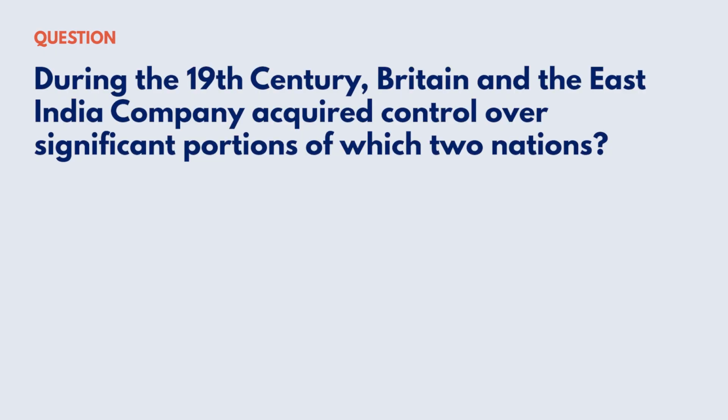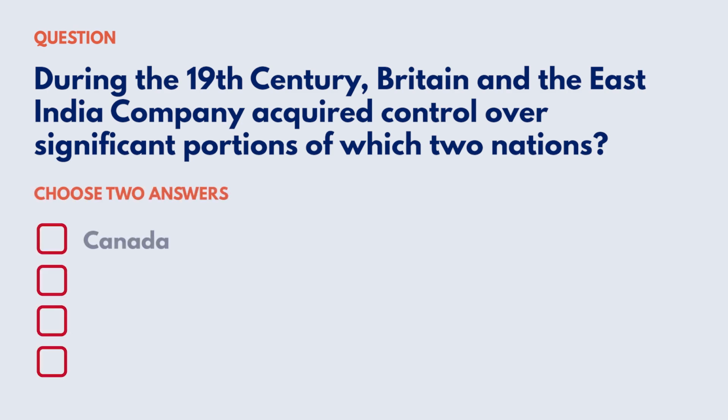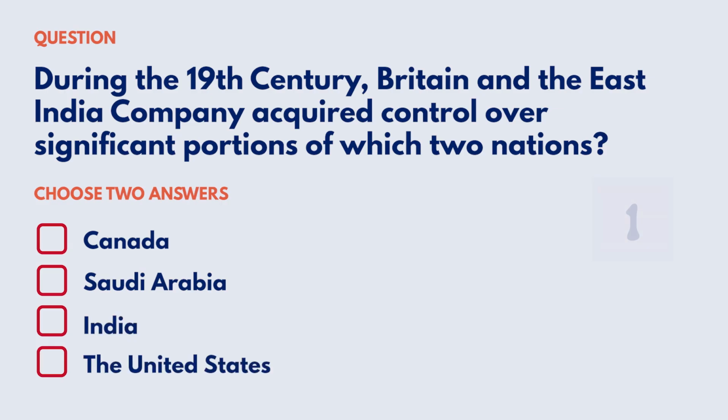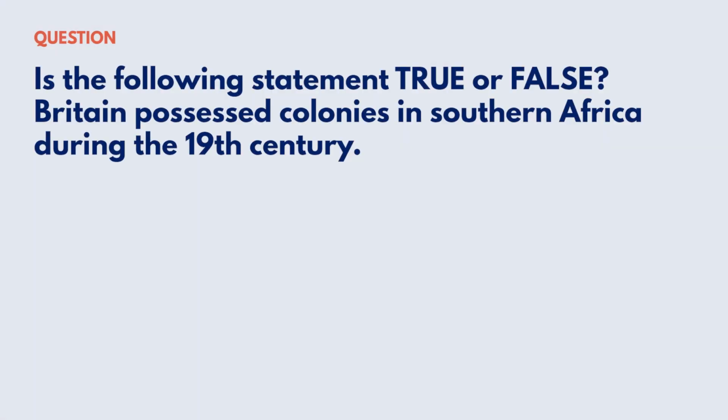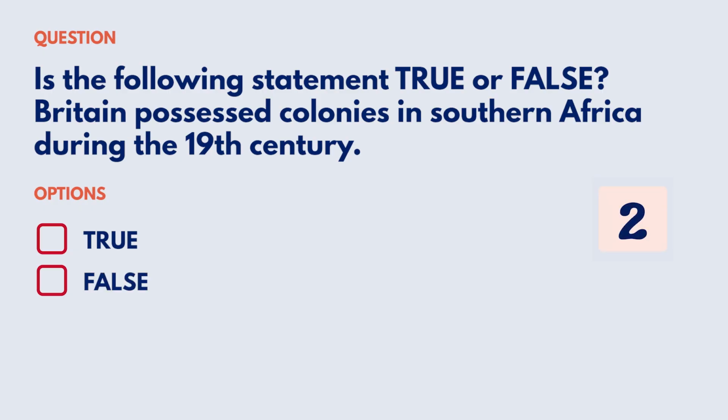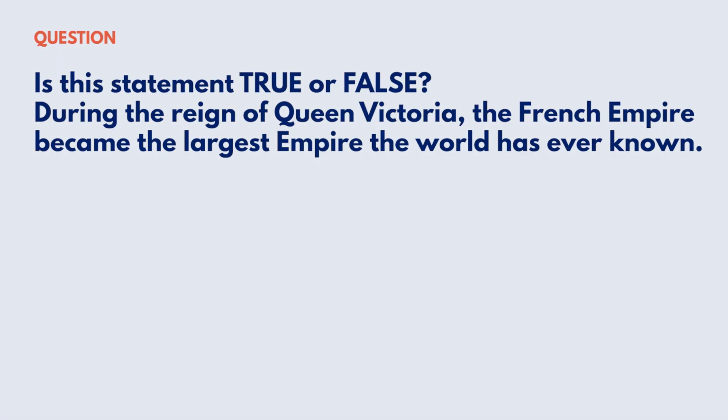During the 19th century, Britain and the East India Company acquired control over significant portions of which two nations? Canada, Saudi Arabia, India, the United States. Correct answer, Canada, India. Is the following statement true or false? Britain possessed colonies in southern Africa during the 19th century. True. False. Correct answer, true.